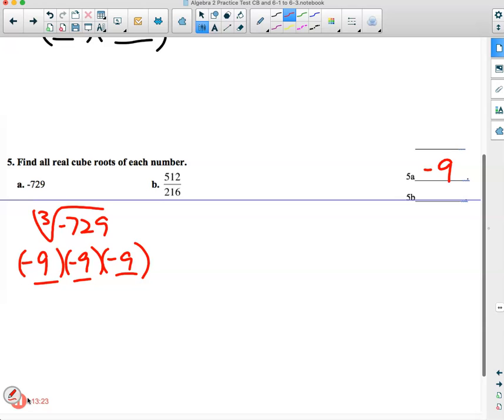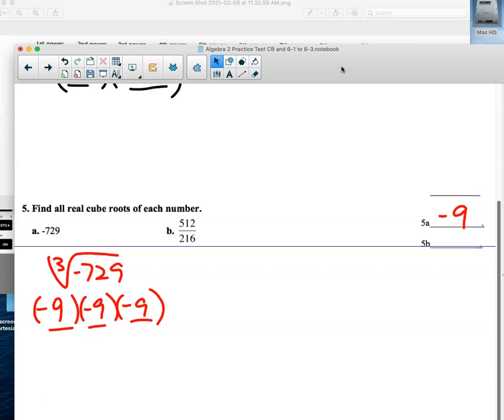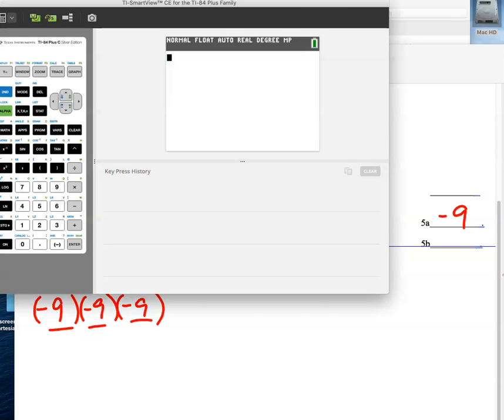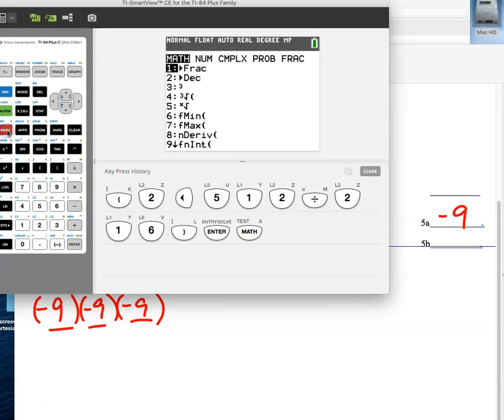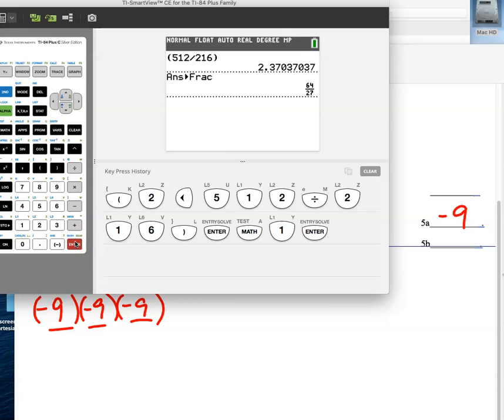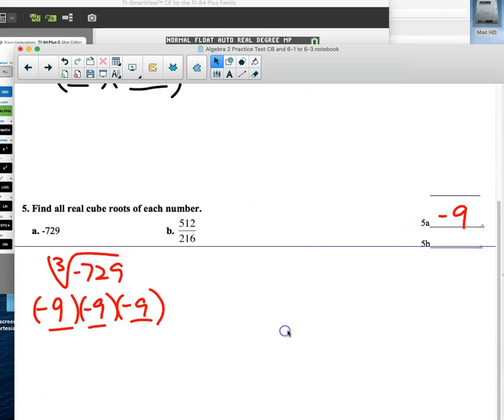All right, number 5. 512 over 216. Wait a second. Those are both even numbers. That can be reduced. Well, if you don't want to do the reduction by your head, your brain, you could always grab your graphing calculator, because remember, your graphing calculator reduces, and plug it in as parentheses 512 divided by 216. Enter math number 1, and it reduces to 64 over 27.